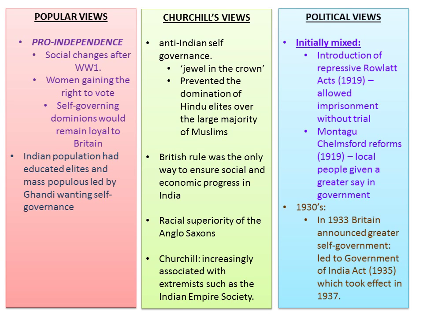Churchill also believed in the advantages of British rule to India, thinking that it alone prevented the domination of Hindu elites over the large majority of Muslims, and that British rule was the only way to ensure economic and social progress in India. Churchill also called on the racial superiority of Anglo-Saxons to justify his opposition, but all of these reasons seemed fueled by prejudice. Churchill's views seemed outdated and out of touch with both public and political opinion, and instead of providing the stability that Britain needed, Churchill was increasingly associated with extremists, such as the Indian Empire Society.